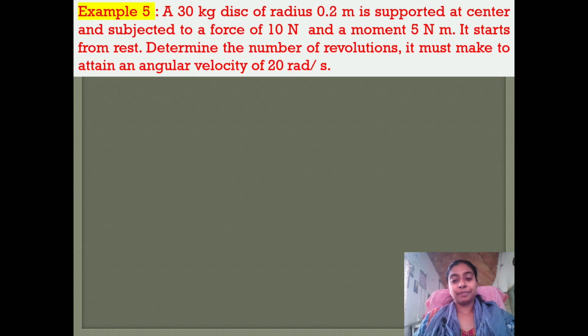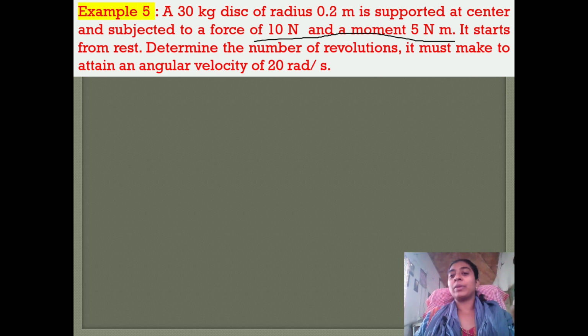Example 5. That is a 30 kilogram disc. So the mass of the disc is 30 kilogram, of radius 0.2 meter, is transported at center and subjected to a force of 10 Newton and a moment of 5 Newton meter. So listen, a force is given as 10 Newton and the moment is given as 5 Newton meter. We know moment is equal to force into distance.